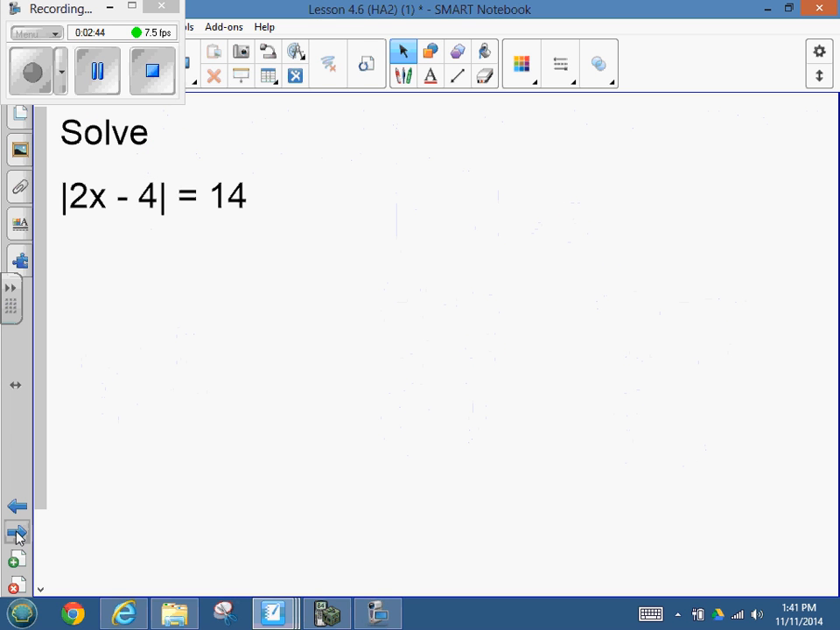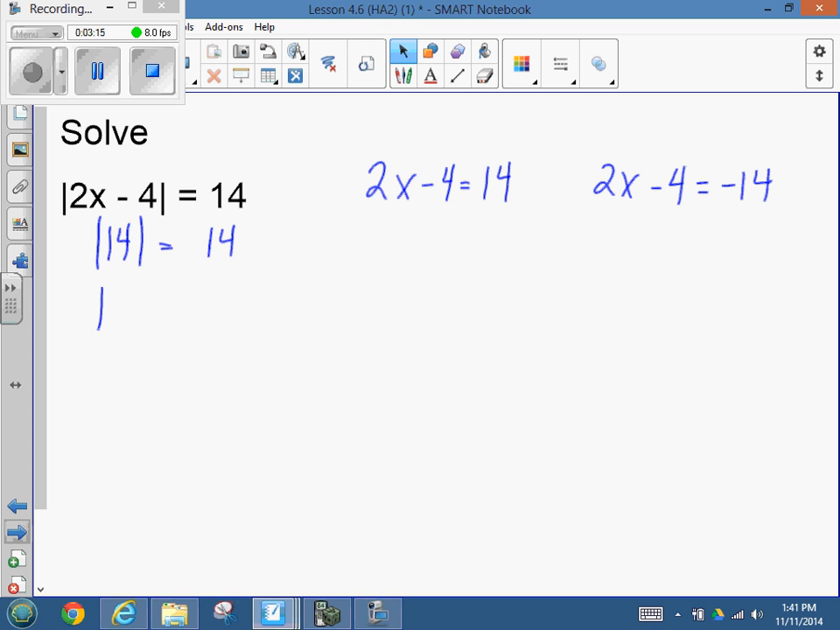Please write down the next example. Absolute value of 2x minus 4 equals 14. Again, there is no function that's going to cancel out the absolute value, so we're going to immediately go to two cases. Case 1, 2x minus 4 equals positive 14. Case 2, 2x minus 4 equals negative 14. Because when I absolute value a positive 14, I will get 14. But when I absolute value a negative 14, I will also get a 14. Therefore, there will be two solutions.